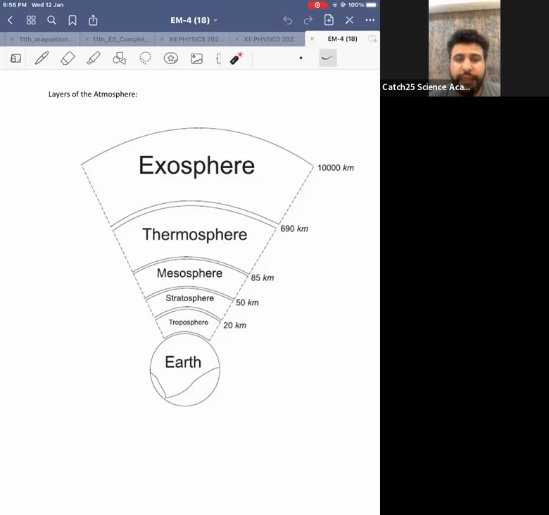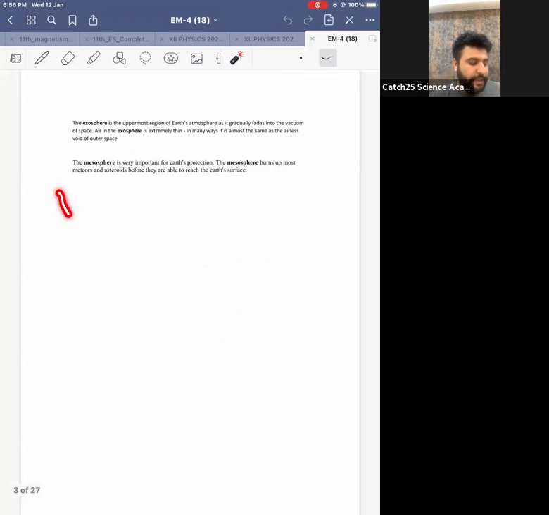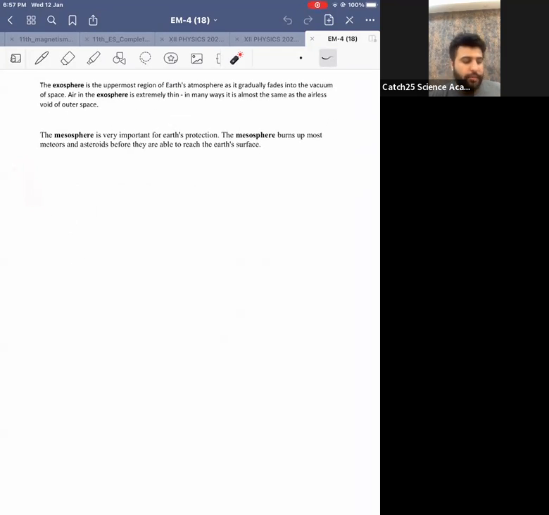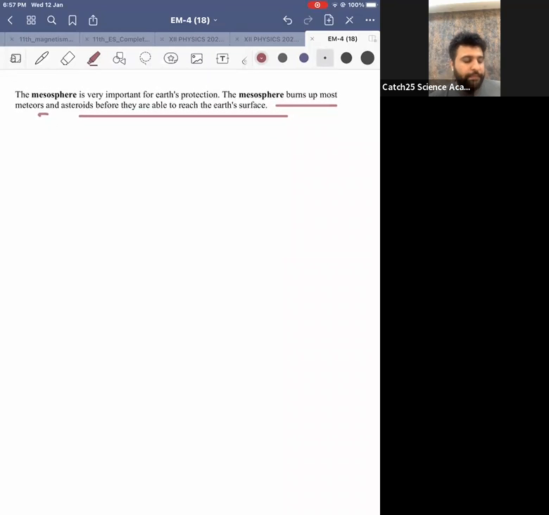Now, what is the speciality of mesosphere? It is there in the module. Just read what is written. The mesosphere burns up most of the meteors and asteroids before they are able to reach the Earth's surface. There are many points for mesosphere, but this is one of the important points. So you have to write this as the second point.